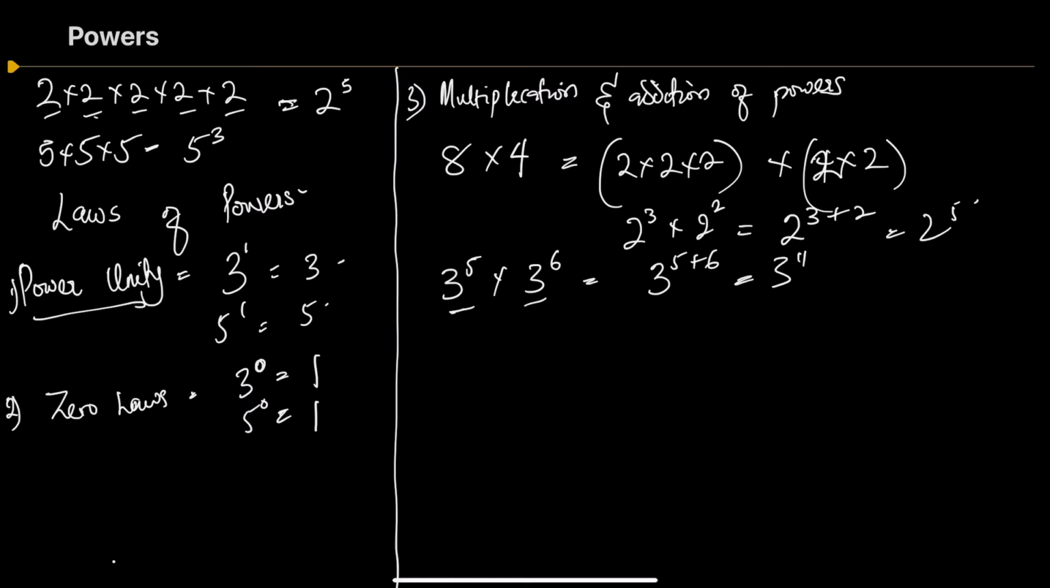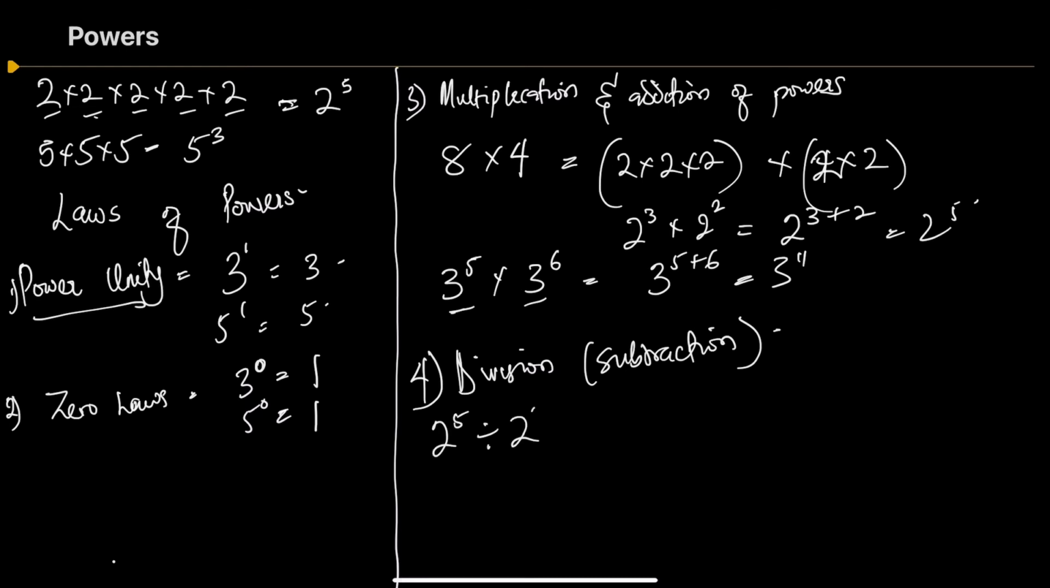Now, in the case of division, what happens is you subtract the second power from the first. Division is like subtraction, right? So if you have 2 raised to the power 5 divided by 2 raised to the power 2, then you say 2 raised to the power 5 minus 2, which is equal to 2 raised to the power 3. So this is an easy way to do the division.